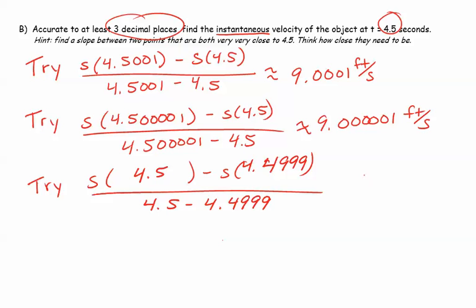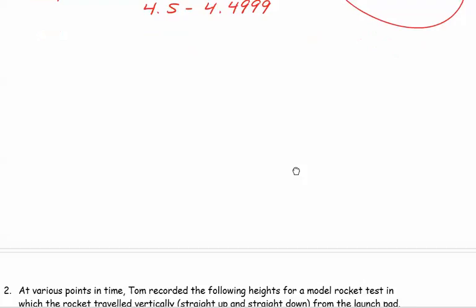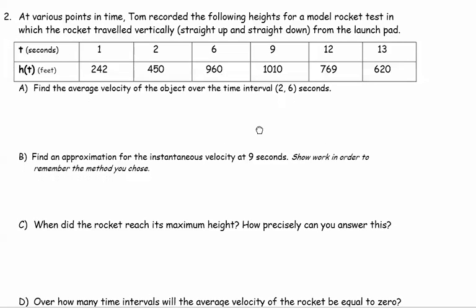So we can see that the instantaneous velocity, we think to 3 decimal places, not precisely, but close enough, is about 9 feet per second. All right, so an instantaneous velocity we don't know how to do yet, but we can cheat by finding 2 points that are so close together that it gives us an approximation of the instantaneous velocity.